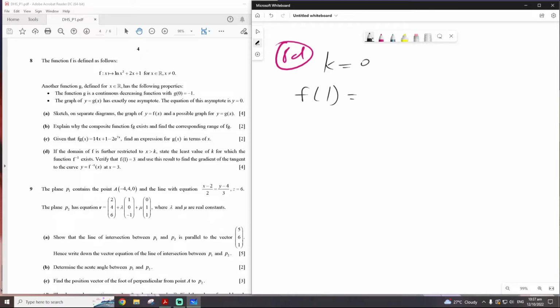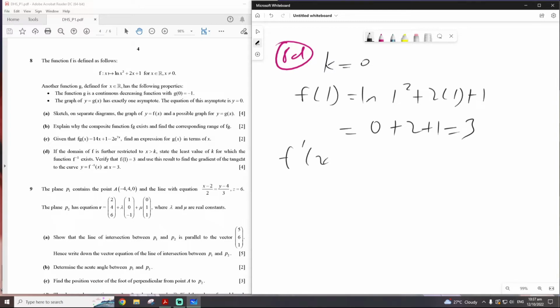F(1), verify that this is 3. So this is ln 1 squared plus 2 times 1 plus 1, which is 0 plus 2 plus 1, which is 3. Okay, easy. And use this result to find the gradient of the tangent to the curve y equals f inverse. Okay, that's interesting. What I'm actually going to do is find the derivative of f first.